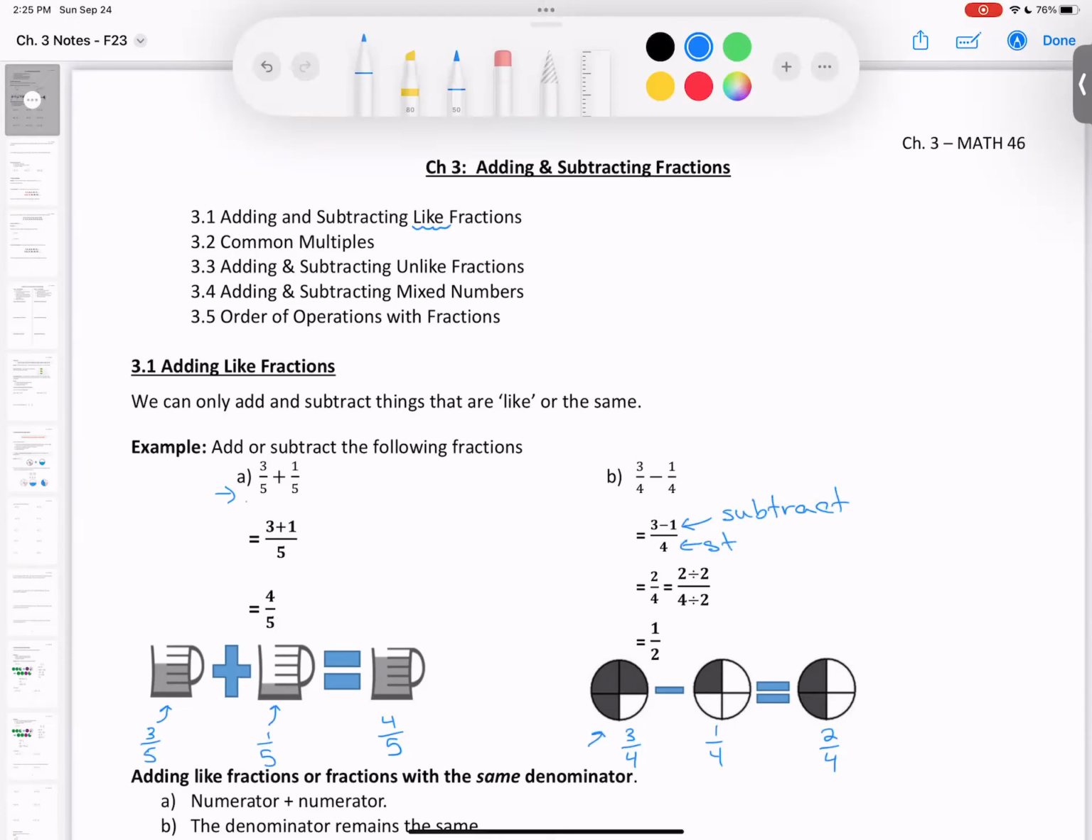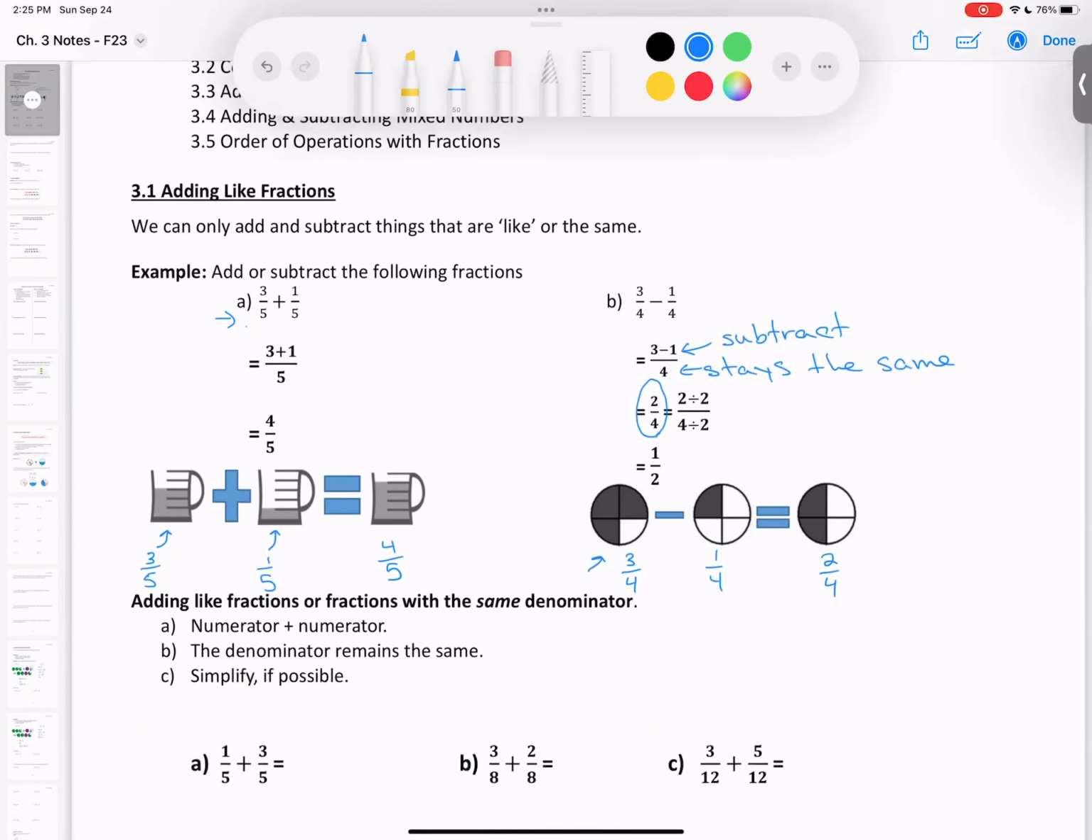One more step you'll notice here compared to that last one, and that is that this time we ended up with an answer of 2/4. 2/4 can be simplified, so we divide the top and bottom by 2 to end up with 1/2. So that's kind of the last step. First step, if you're adding, you're going to be adding those two numerators together. If you're subtracting, you would subtract them. The denominator always is going to stay the same. And then your last step is, if it's possible to simplify, you want to simplify.